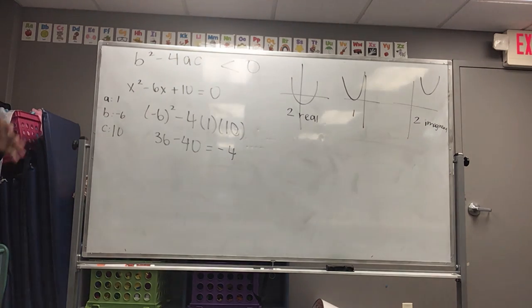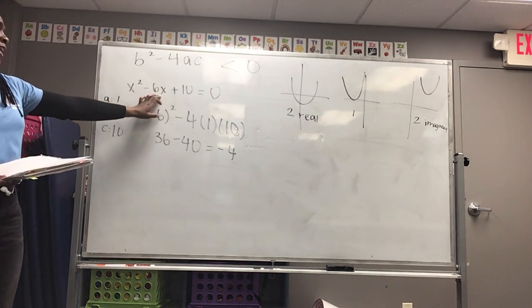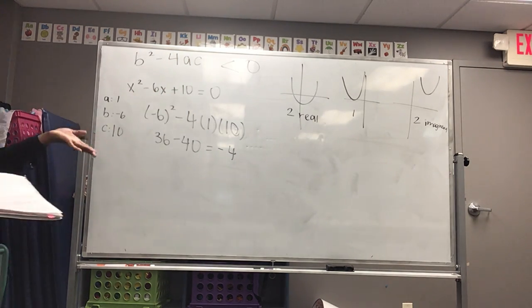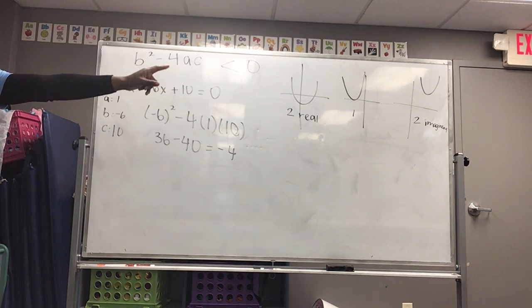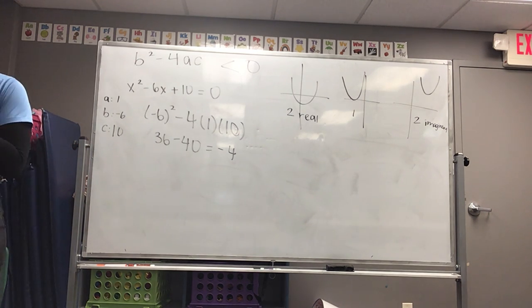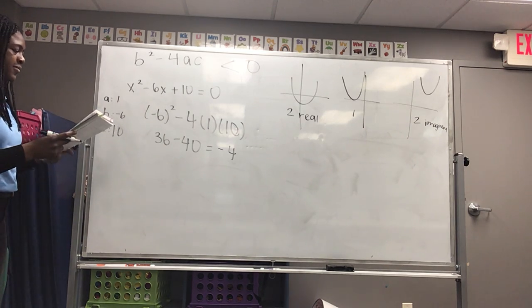And if I were to graph x squared minus 6x plus 10 in my calculator, you'd see that it'd look like that far right graph where it doesn't cross the x-axis at all. So that's what it means when we have two imaginary solutions.